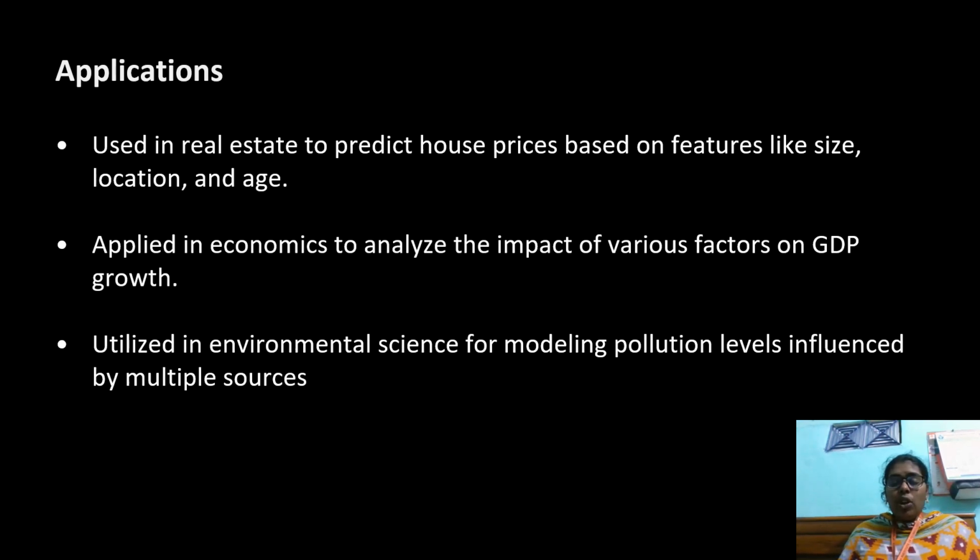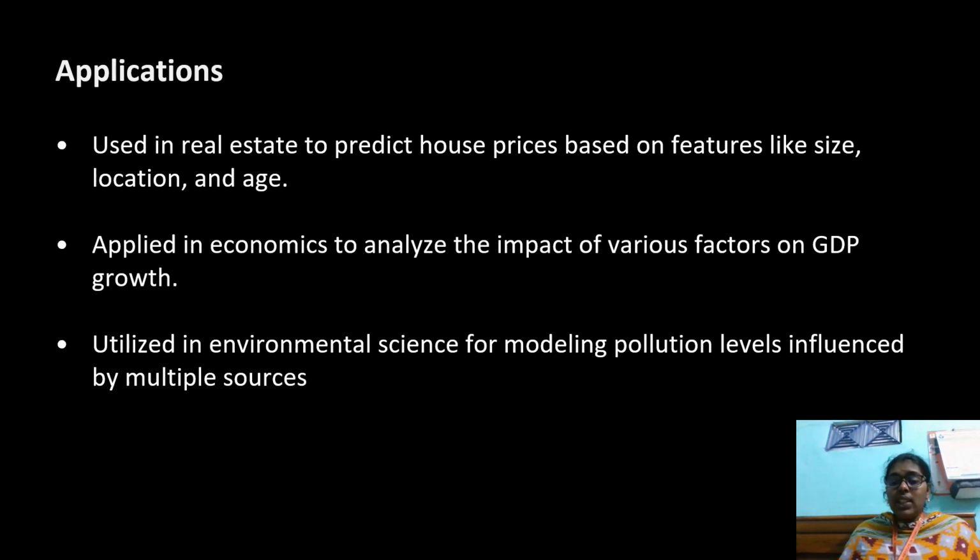Again, we can utilize environmental science. We can take environmental science for modeling pollution levels influenced by multiple sources. In environmental science, we can choose to model pollution. If we model pollution levels, we can check water pollution, air pollution, and search such types of pollution and their influence from multiple sources.